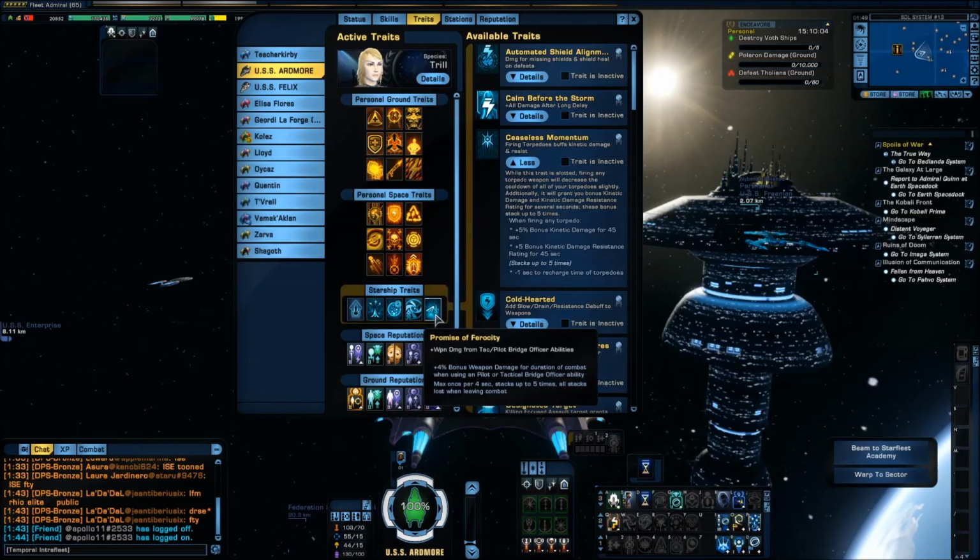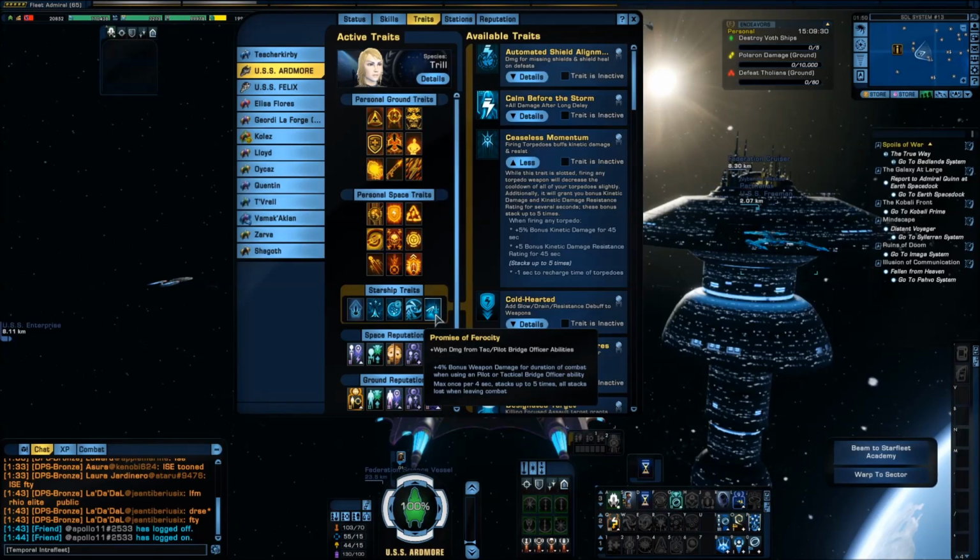Also off of the Allied Pilot Escorts, or the Dewan Pilot Escorts, would be the Promise of Ferocity. This is just straight up damage. This is Category 2 damage, 4% bonus weapon damage. This is for your weapons, because you do need to keep them up, because your weapons will help to keep your damage up in between your ability to shoot out your science abilities.